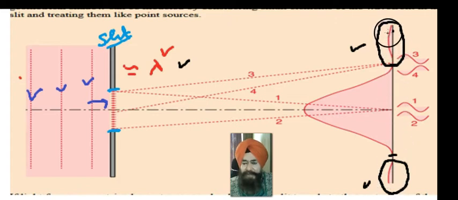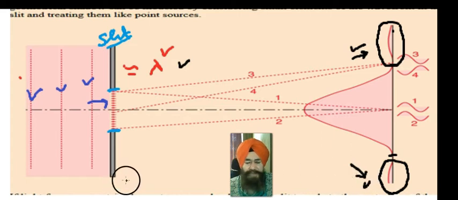But again there is an image of the slit here. There is an image of the slit here. So that means the light spreads into the region of geometrical shadow. This is known as diffraction, and the only condition is the size of the opening should be small.